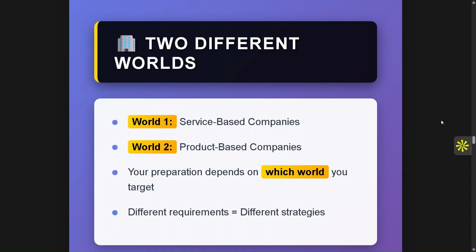For product-based companies, this is a completely different game. They can ask you anything: arrays, two pointers, sliding window, binary search, strings, stacks, linked lists, graphs, DP, everything is on the table. For product-based roles, you need comprehensive preparation across all data structures and algorithms.